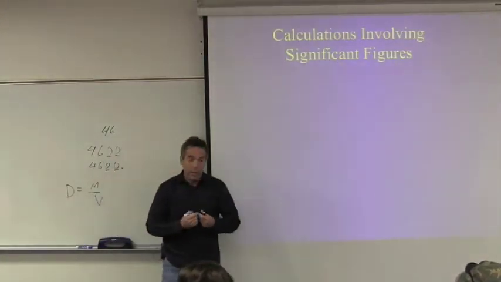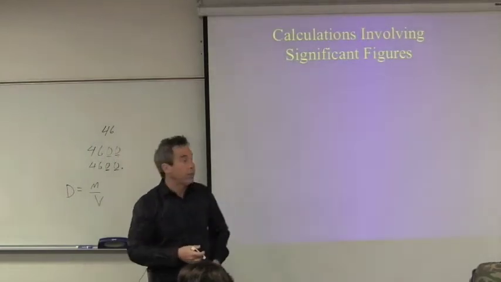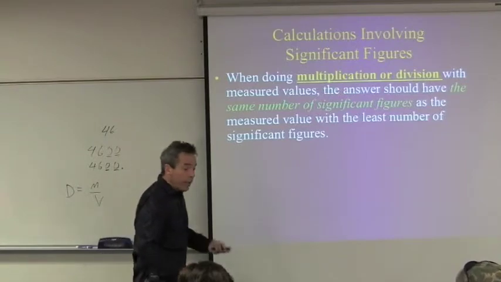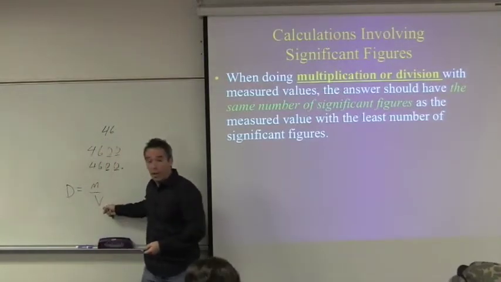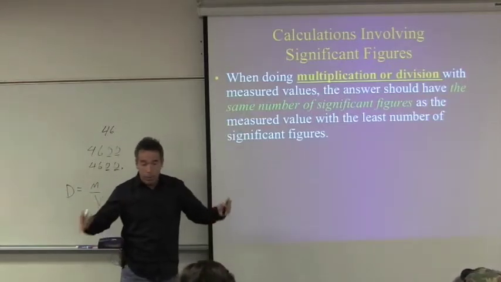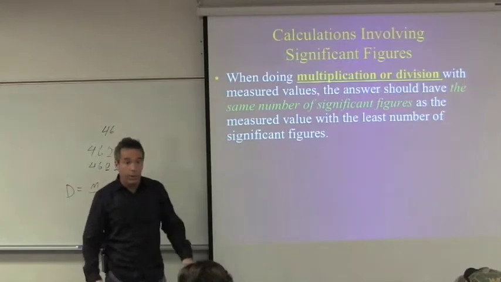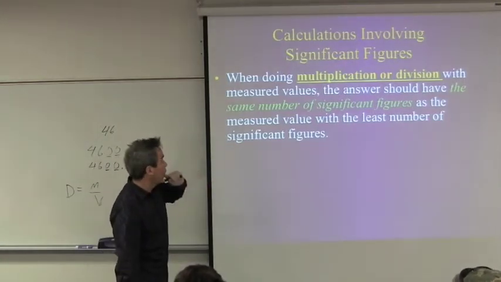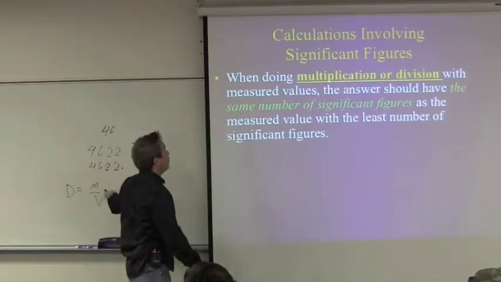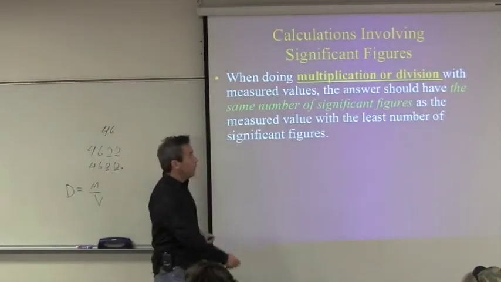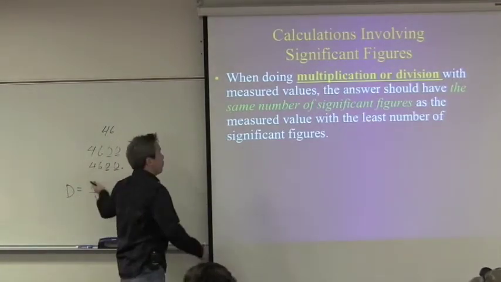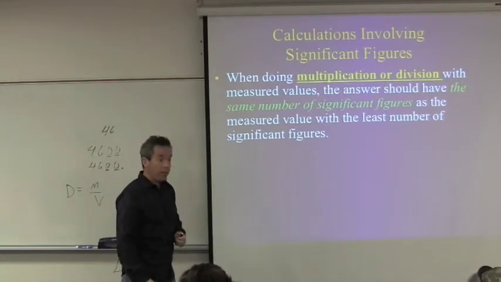Well, you want to report the density to the correct precision. We're going to go into details of that, and I'll continue on this example. So when you're doing a calculation involving measured numbers, you have to use these rules. You won't memorize these rules right away, but you will know these rules at some point if you do the worksheets and homework. When doing multiplication or division, like this, here's division, with measured values, the answer should have the same number of significant figures as the measured value that has the least number of significant figures.